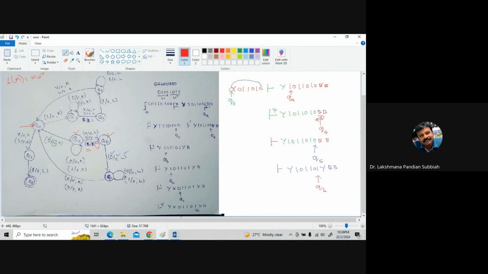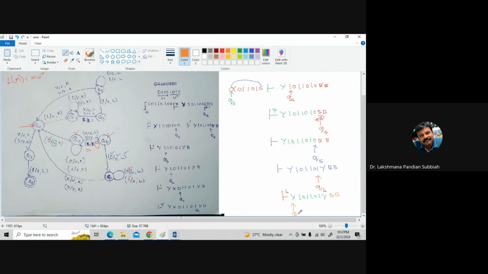Now from the Q6, all ones and zeros are skipped and we move to left. So we are moving to left until that one, right? So how many number of steps? 1, 2, 3, 4, 5, 6 steps. So here we are having now 6 steps. So what we are getting now is here Y followed by 101, 101. Here Y, then followed by the blank space.